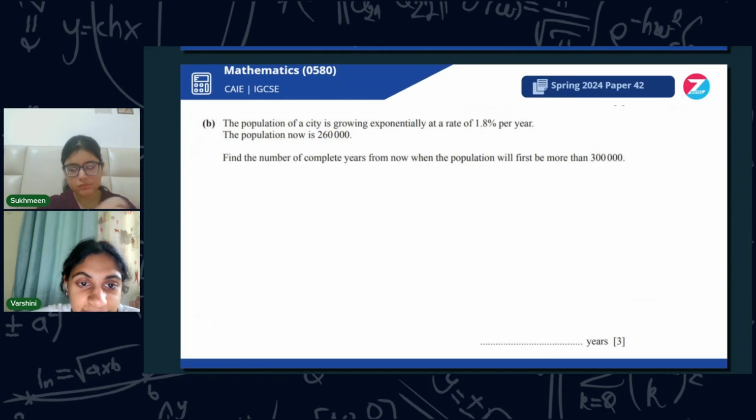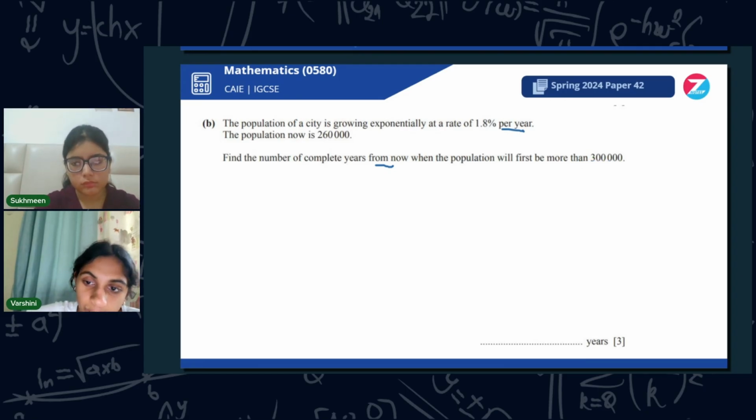Okay, the population of a city is growing exponentially at a rate of 1.8% per year for each year. The population is now 260,000. Find the number of complete years from now when the population will first be more than 300,000. For these types of questions, it's mostly trial and error to find the number of years.